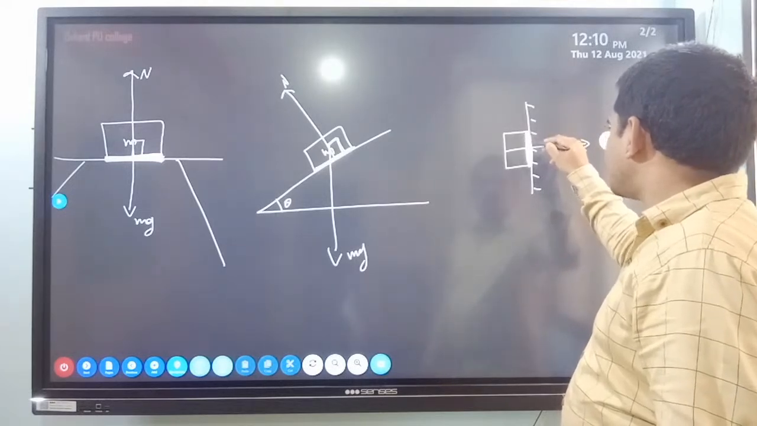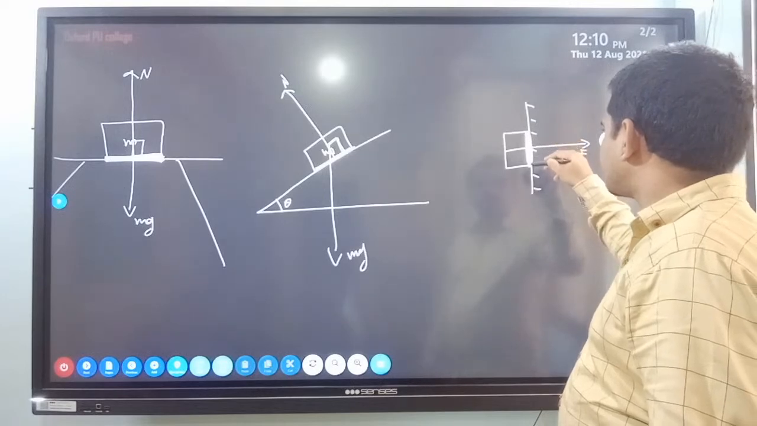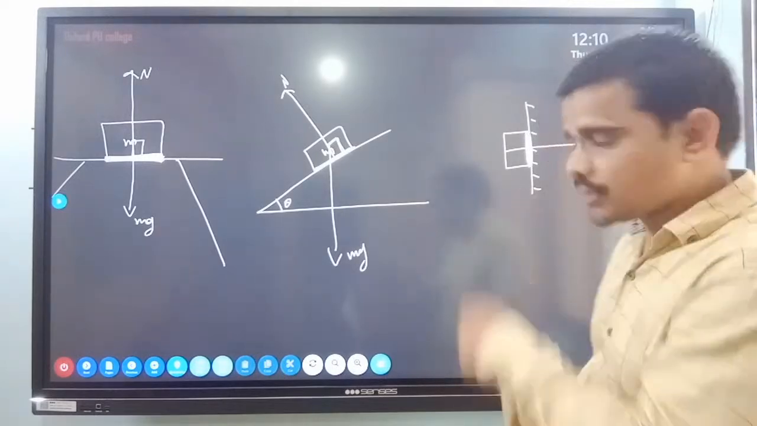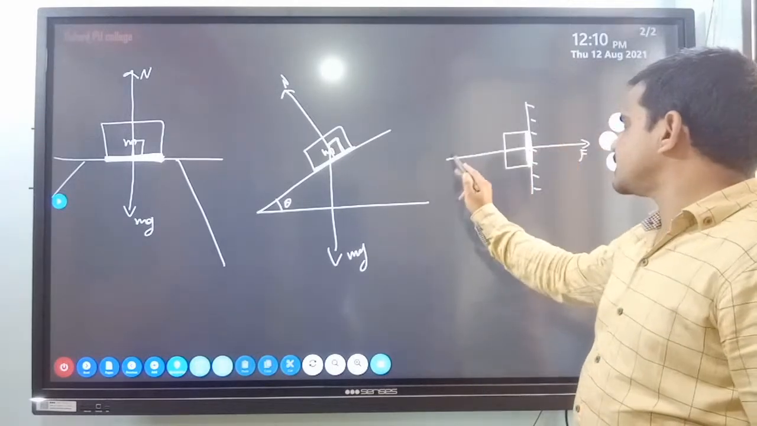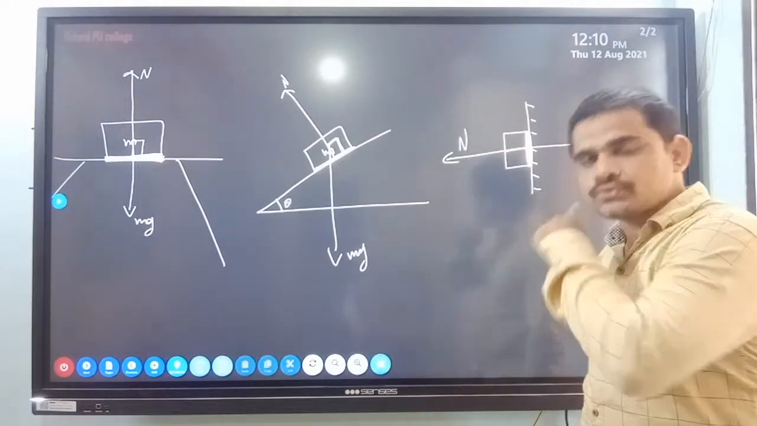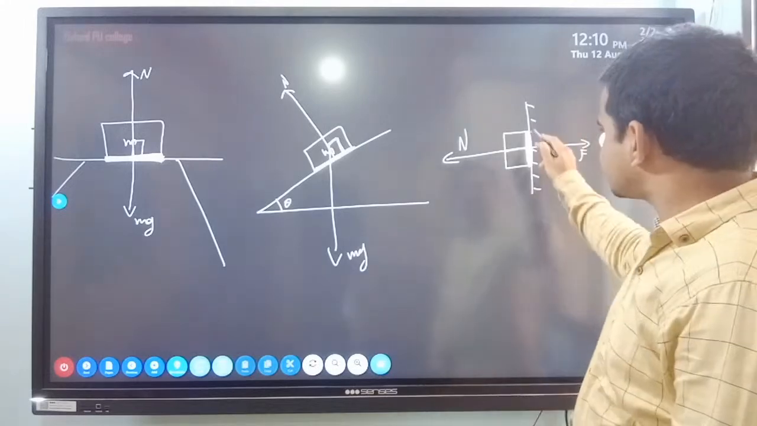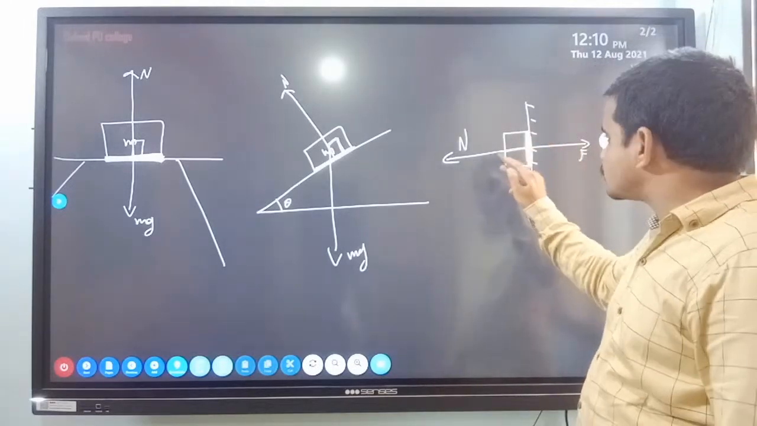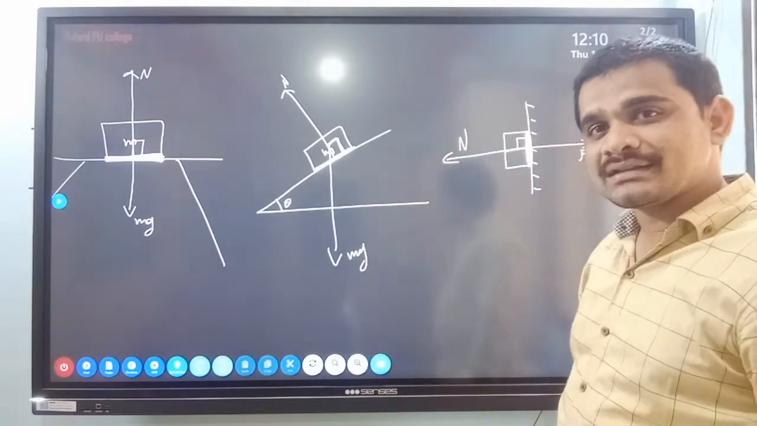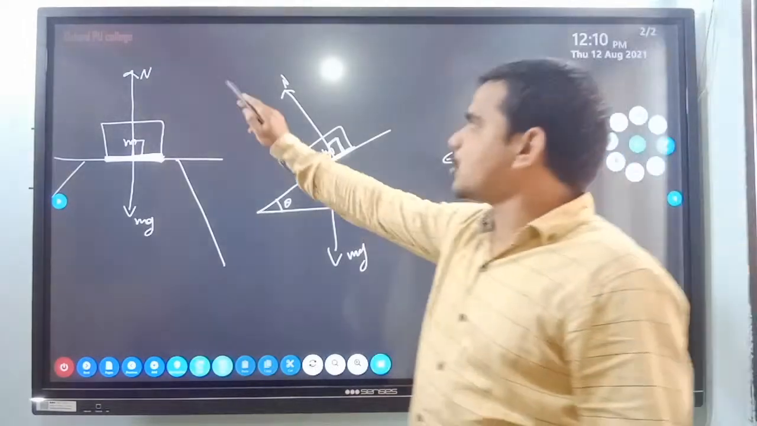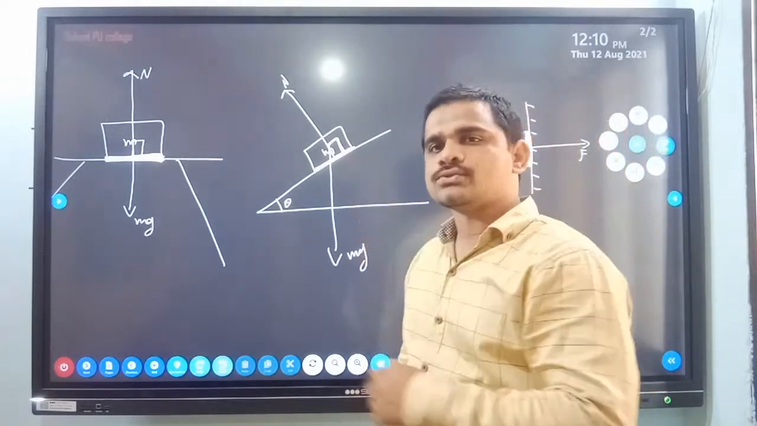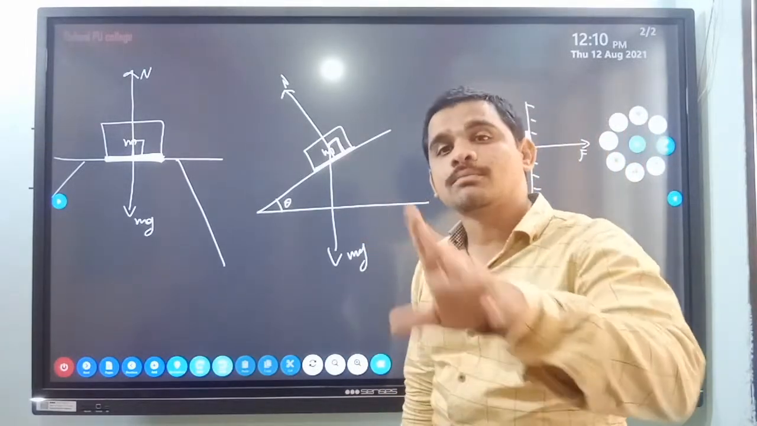The wall and this body are in contact. This is the surface, and for this surface, this force acts normally, normal to the surface. Perpendicular. If you observe here, this is what we call the normal reaction force. Normal reaction force means the reaction force which is acting normally.